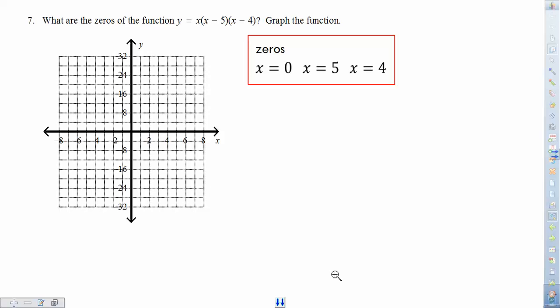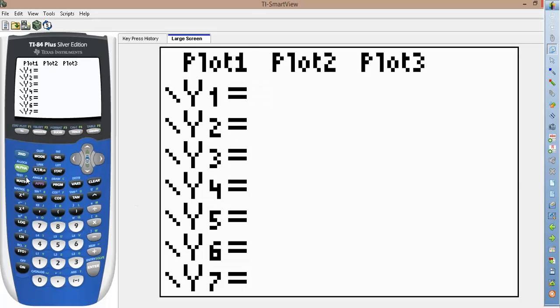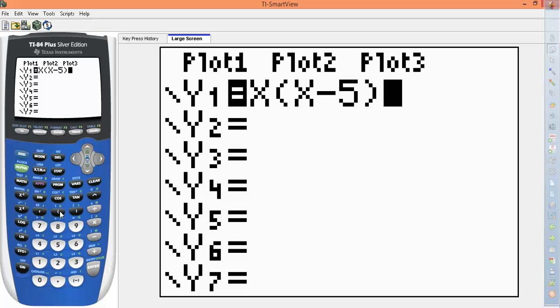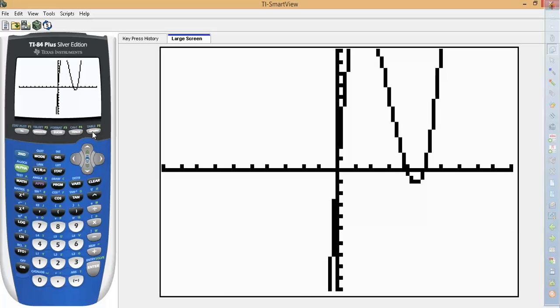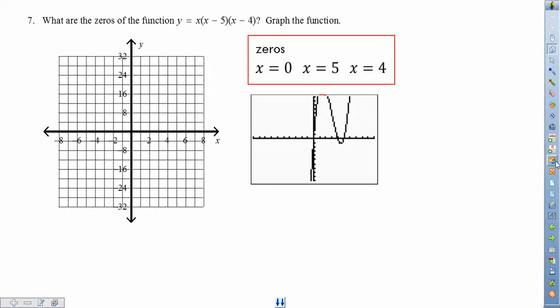Now the next part is graphing the function. You know what I would do? This seems like pretty much a no-brainer to me: I would just take that function that's already there and type it into my graphing calculator. x, parentheses, x minus 5, and then another parenthesis, and we'd have x minus 4. Type that in, hit graph, and you've got a nice little graph of that situation right there, which I'll put right there for us. Notice how that graph went up, it curved, comes back down, and hits those spots right there.